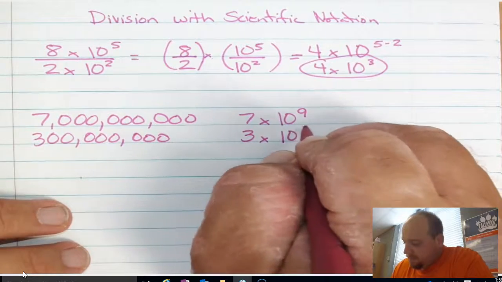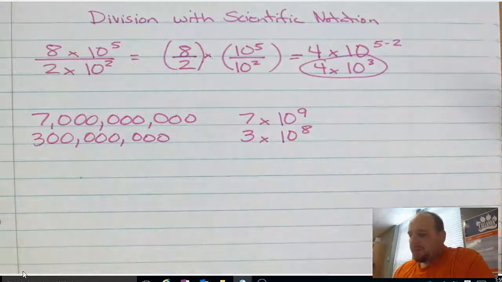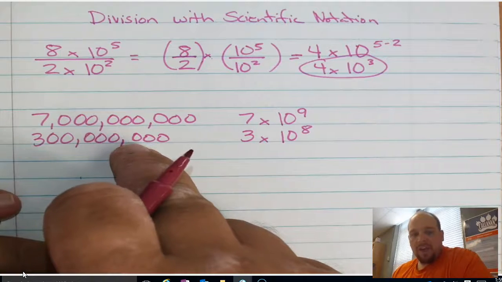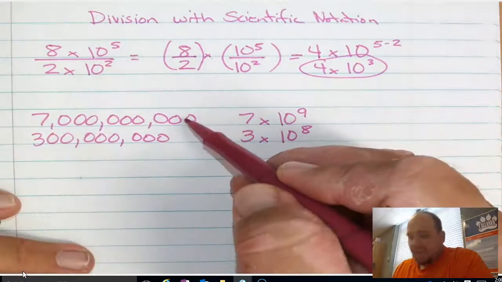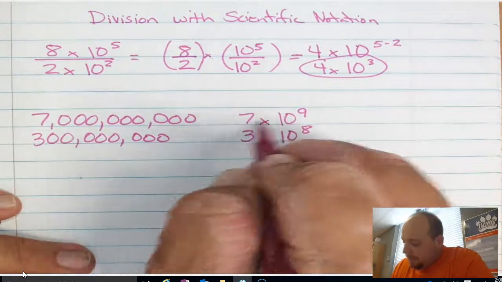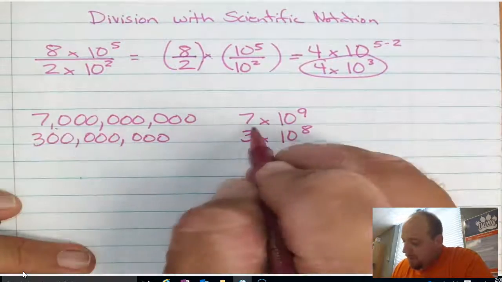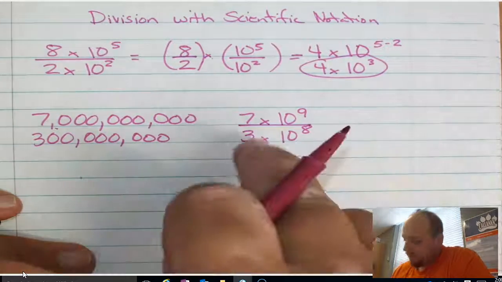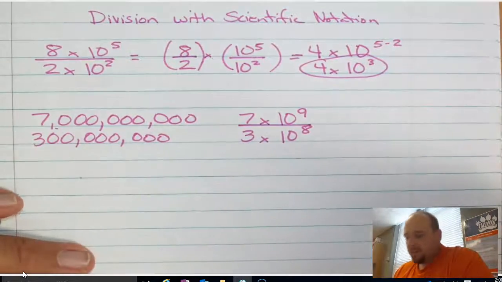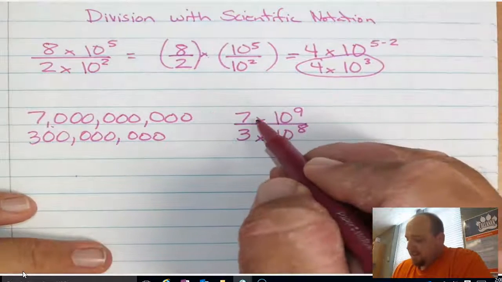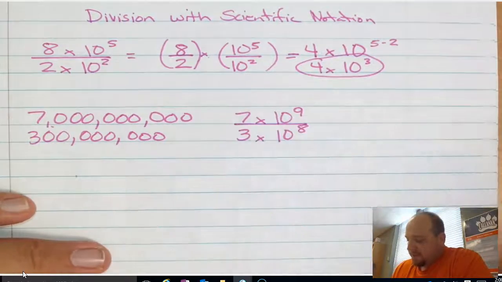If I wanted to write that in scientific notation, it would be 3 times 10 to the 8th. Okay? What I want to do is figure out how many times larger the world population was than the United States. So because I want to know how many times larger it was, I'm going to divide. I'm going to take the world population and divide that by the United States population, which I've written over here in scientific notation. So I have 7 times 10 to the 9th divided by 3 times 10 to the 8th.